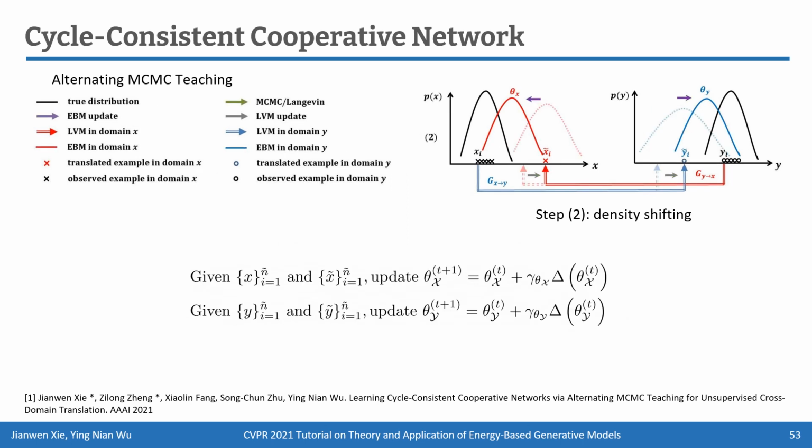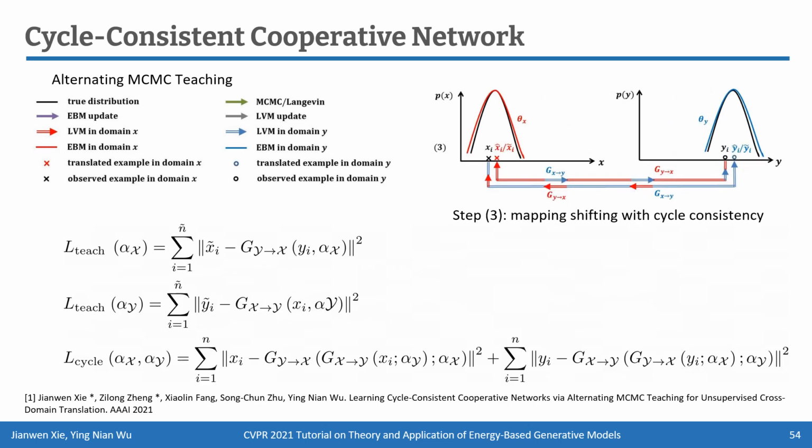In step 2, given the refined samples X tilde and Y tilde and the observed data, the EBMs can update their parameters, which is equivalent to shifting the EBM density toward the data distribution.